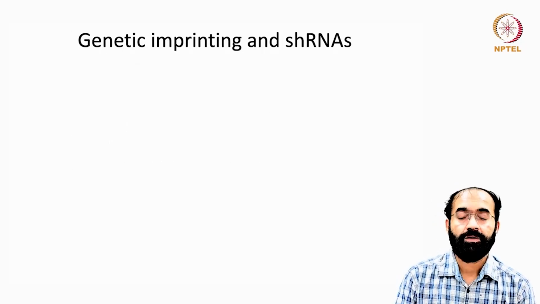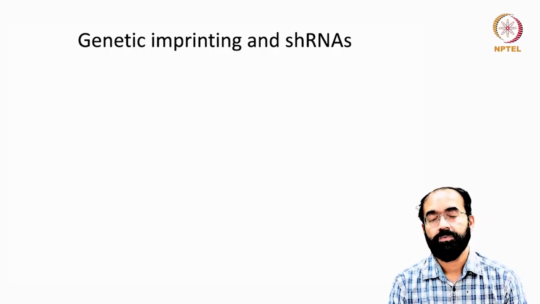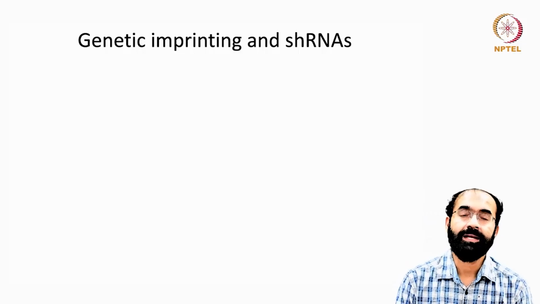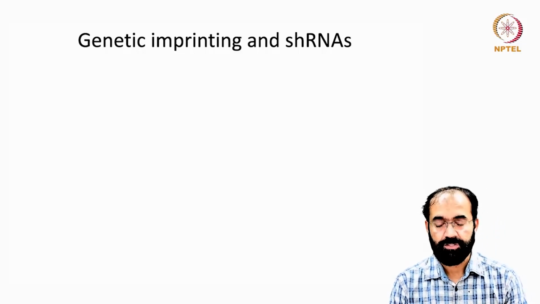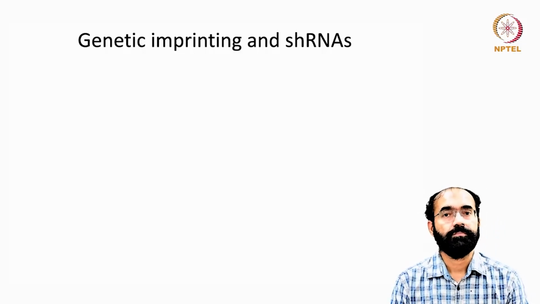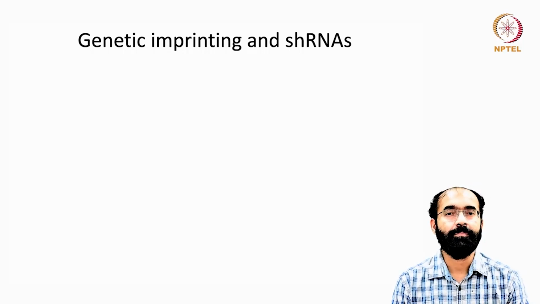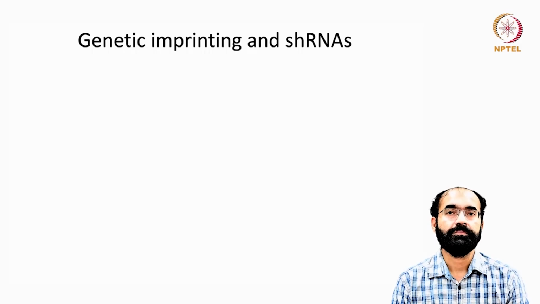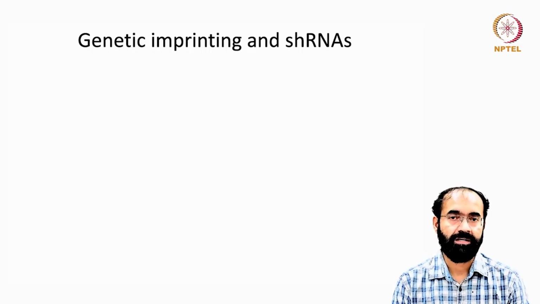So now let us see how genetic imprinting is undertaken by shRNA. We know to some extent what genetic imprinting is. I gave some examples in the previous class also. Imprinting basically means you are designed, you are guided in a particular manner. That means you have to do so and so.